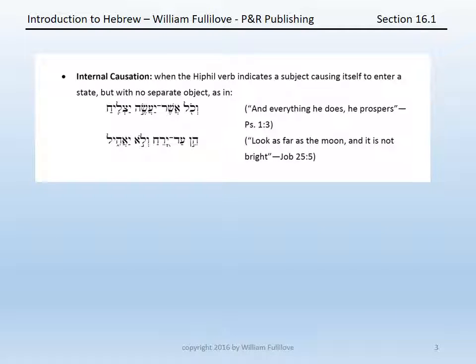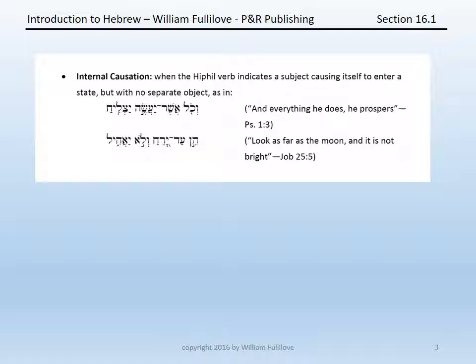Second, internal causation is when a Hiphil verb seems to indicate a subject causing itself to enter a state, but there's no separate object in the sentence. Notice that neither of the following examples has a direct object. Psalm 1:3, V'kol asher ya'aseh yatzliach.